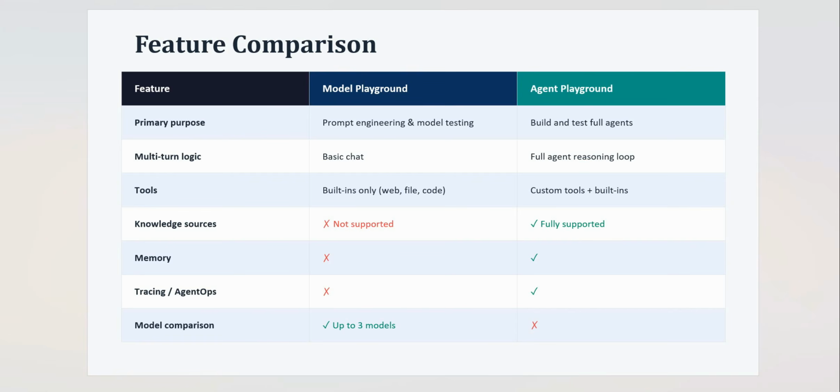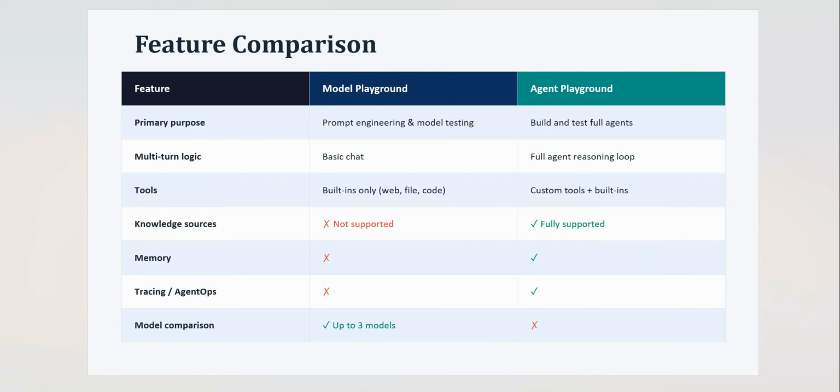That's it. The next one is what Model Playground has that Agent Playground doesn't, and that is multi-model comparison. You simply can't run two models side by side in Agent Playground. The only thing you can do in Agent Playground is compare two different versions of the deployed models, but you cannot compare them directly inside the Agent Playground.